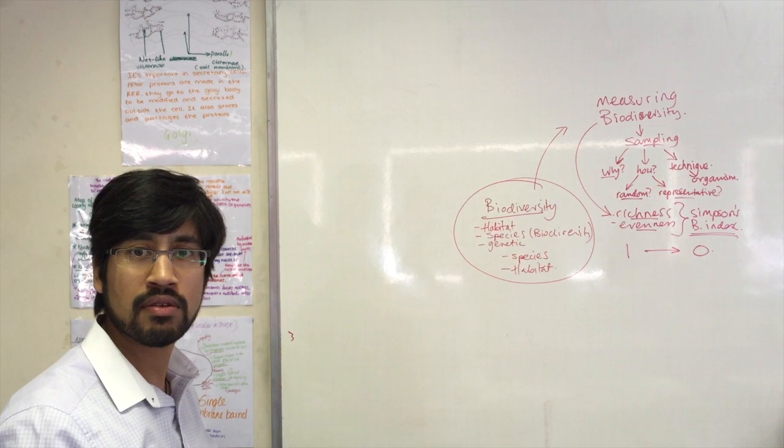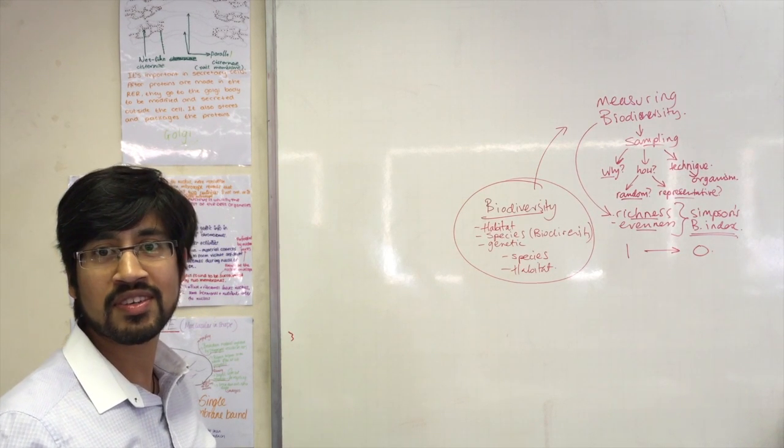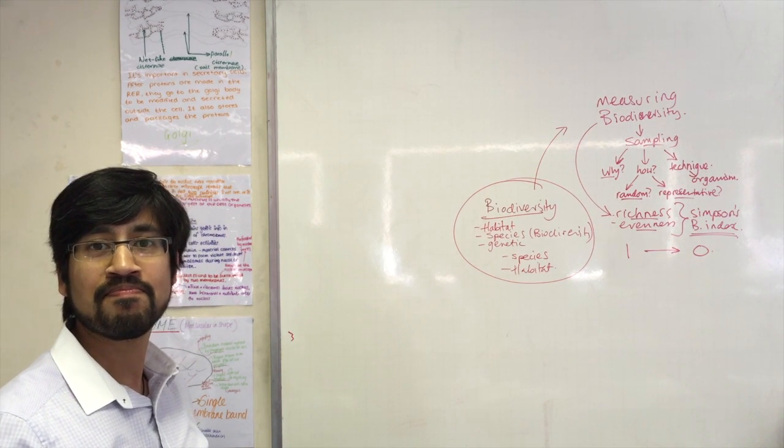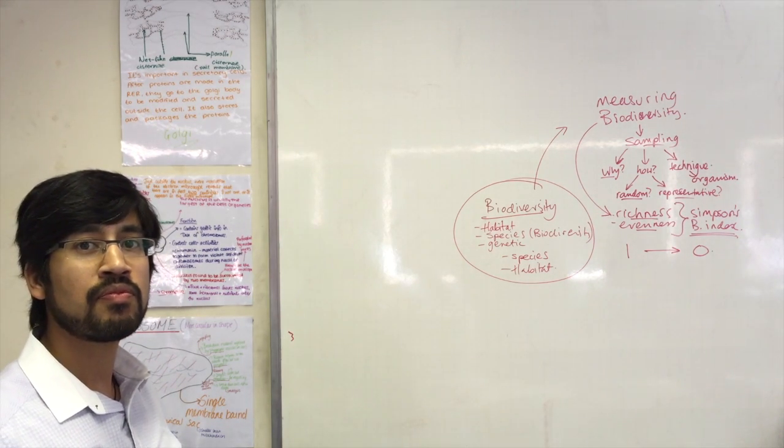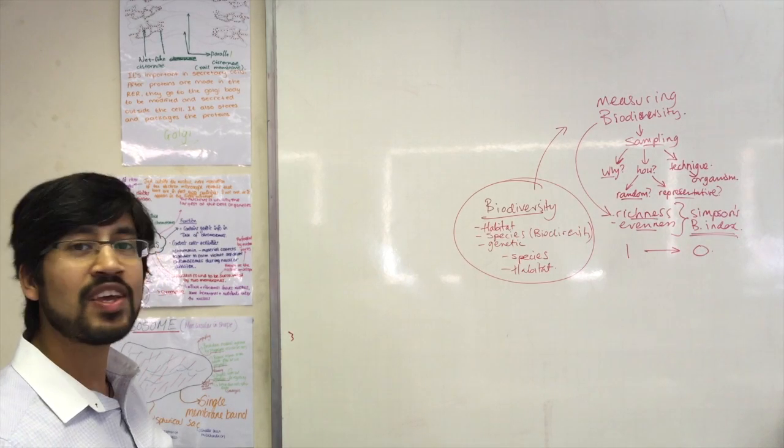Any questions? Too shy to ask. If it's exactly 0.5, is the biodiversity high or low? Good question.